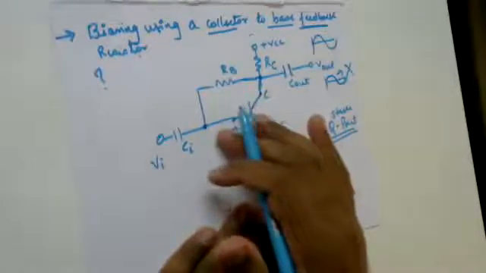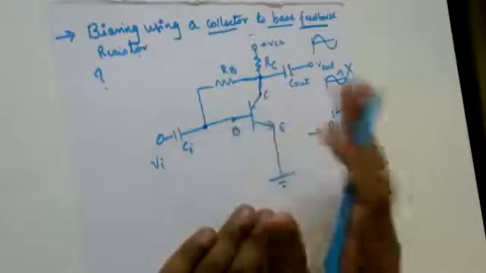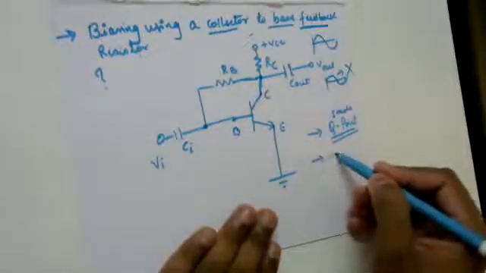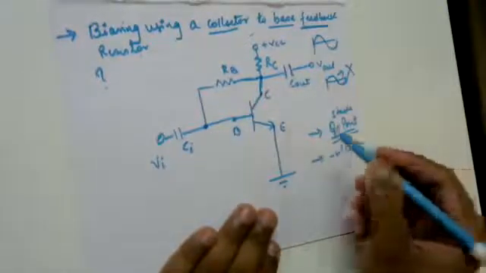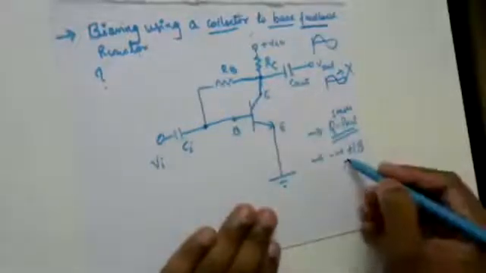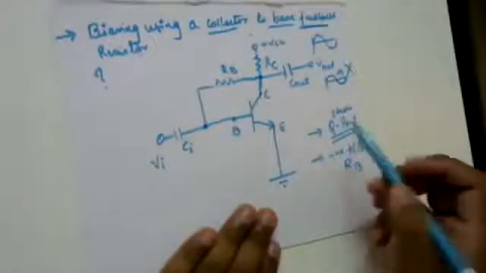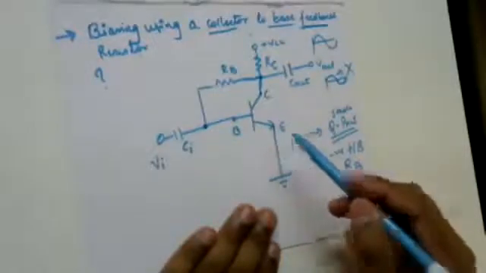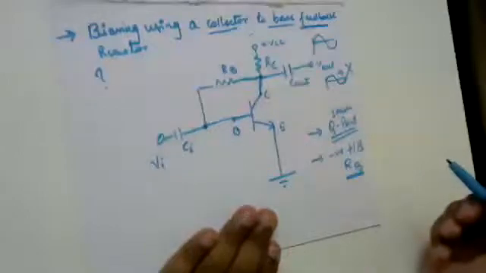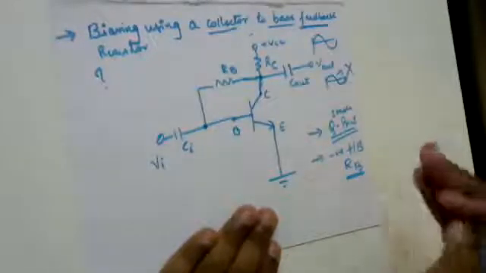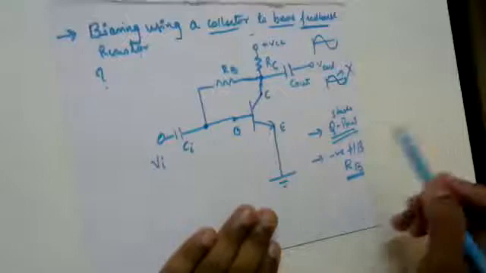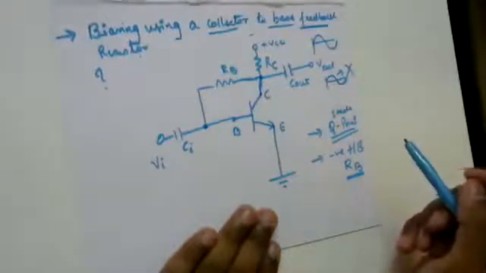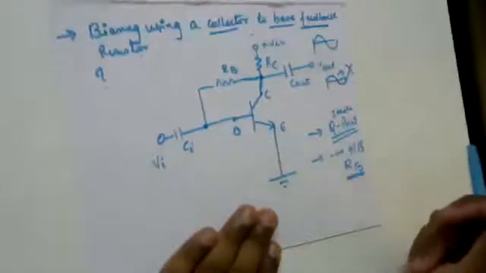So this particular circuit also ensures a negative feedback with the help of the biasing resistance RB. This is going to employ a negative feedback in the circuit with the help of the base resistance RB, and it maintains the Q point stable.